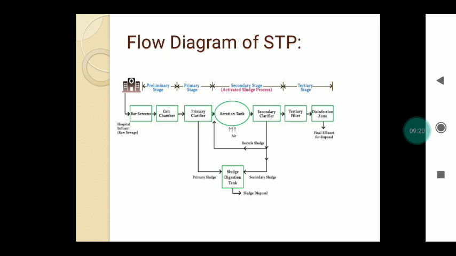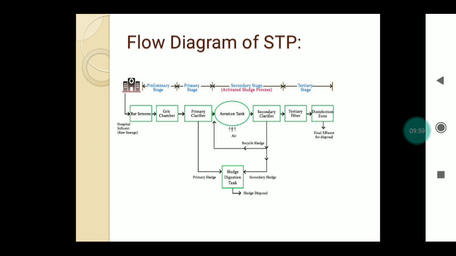This is the flow diagram for the sewage treatment plant, in which the raw sewage from any industry or any region is collected and passed through the bar screen. That is the preliminary stage. From the bar screen it is passed through the grit chamber. In a bar screen, we can remove floating matter like eggshells, sticks, plastics, etc. And in a grit chamber, we can remove heavy matter from the sewage like pebbles, silt, sand, etc. This is the preliminary stage of the STP.